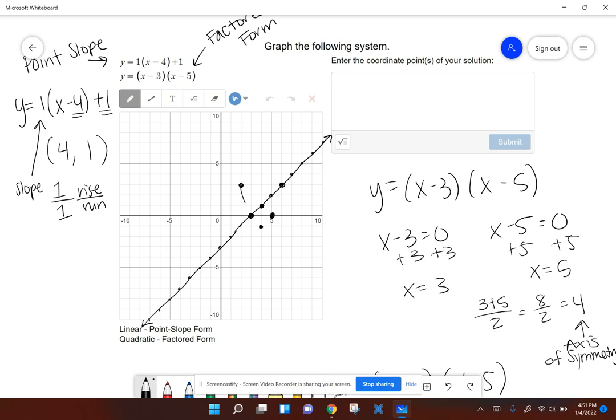So we can go ahead and draw our quadratic. And then if you notice, it has crossed through this point here, which is the point 3, 0, and it has crossed through the point 1, 3.